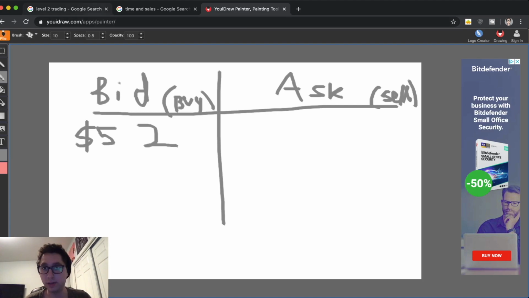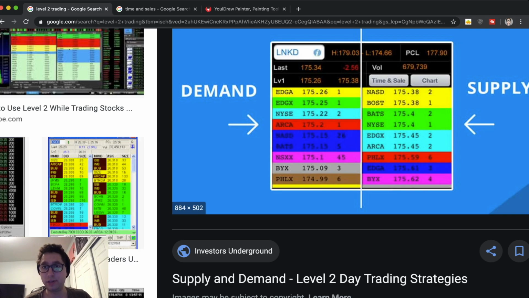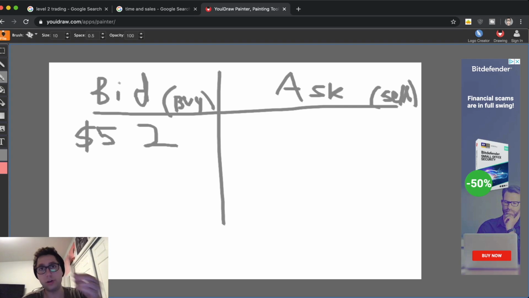So if you go back to the stock example, you see there's various numbers. At the bottom, on the left side, you see NSXX, 175.10, 45. That means 45 times 100, 4,500 shares are being offered to be purchased at that price. So that's you. You are the buyer.